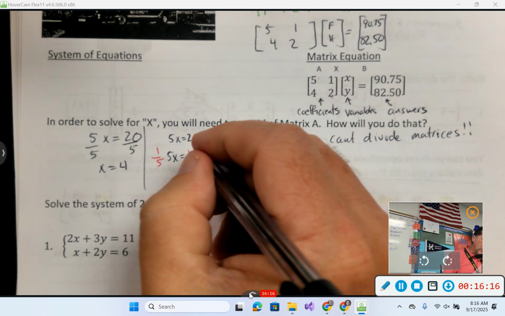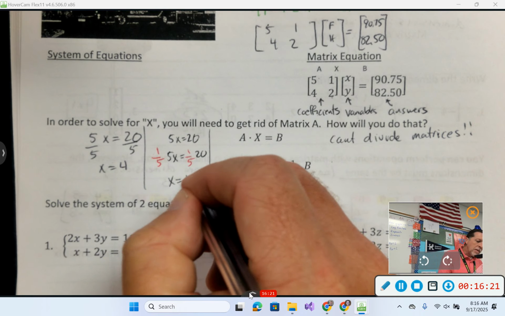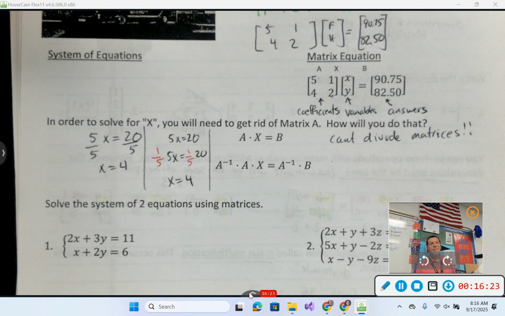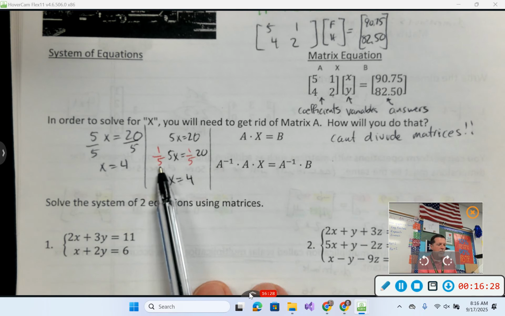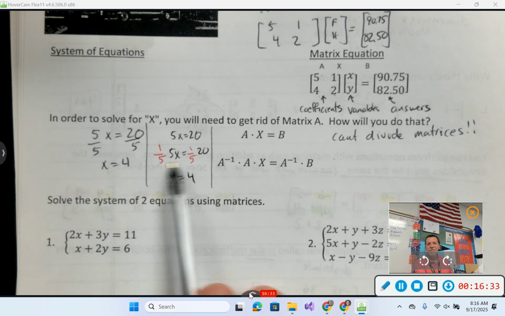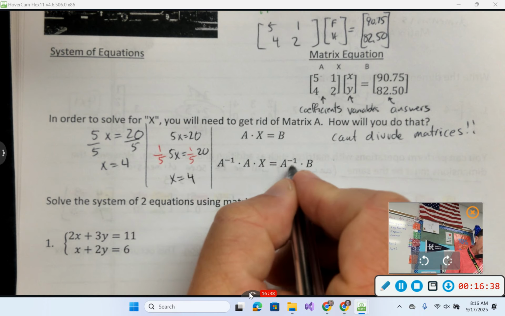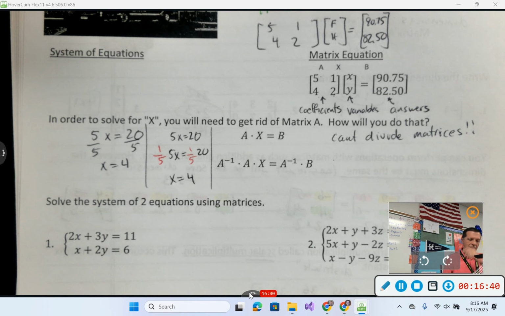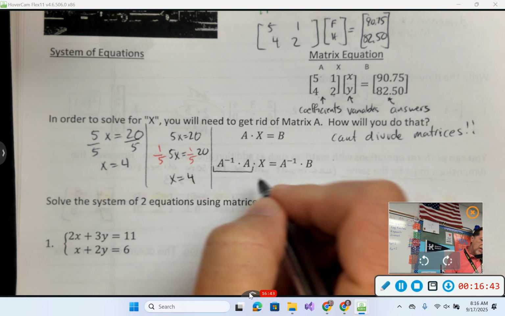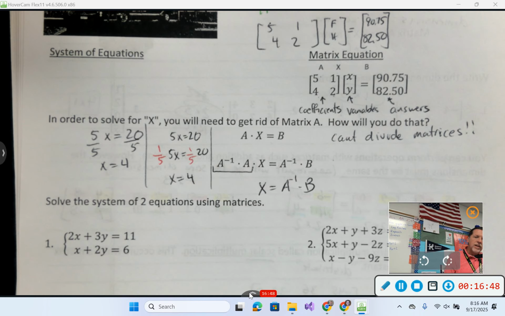Now, in number world, there's no difference between dividing by 5 and multiplying by 1/5. But in matrix land, there is. So we're not going to divide. We're going to multiply by, and maybe this looks familiar, 5 to the negative 1, or 1/5. If we raised 5 to the negative 1, it would be 1/5. So we're going to multiply both sides by A to the negative 1, the inverse of A. Those will cancel each other out. And there's our answer, A inverse times B.